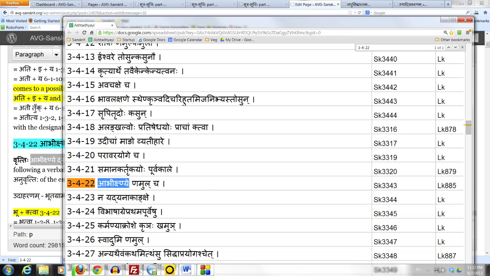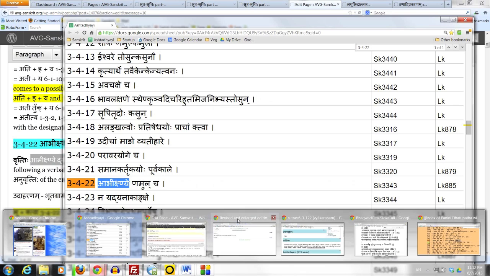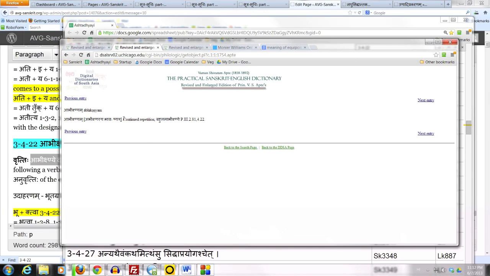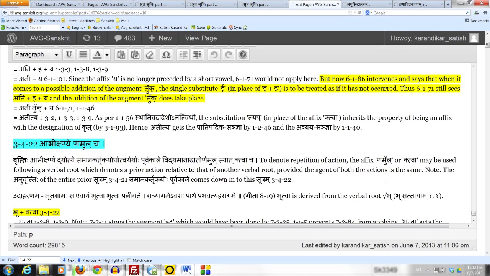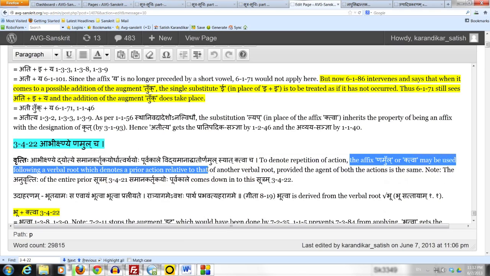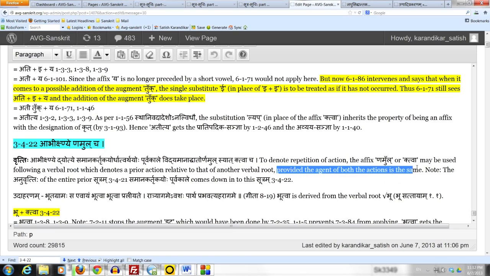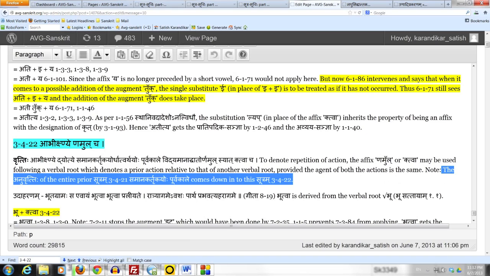Abhikshne, of course, is Saptami Ekavachanam of the pratipadikam Abhikshnya. The meaning of Abhikshnyam is continuous repetition. That's what Apte's dictionary says, continuous repetition. So the meaning of this sutram 3.4.22 now becomes: to denote repetition of action, the affix namul or ktva may be used following a verbal root which denotes a prior action relative to that of another verbal root, provided the agent of both the actions is the same. And as already mentioned, the anuvritti of the entire prior sutram 3.4.21, Samana Kartrikayoho Purvakale, comes into this sutram 3.4.22.